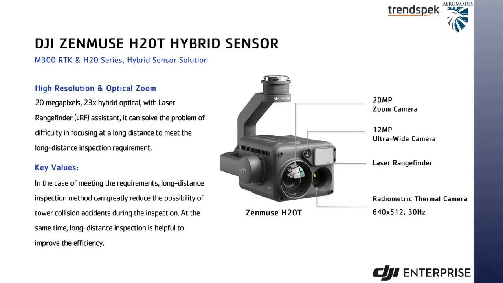The hybrid sensor is basically a quad sensor. It has a 20 megapixel zoom camera, a 12 megapixel ultra wide, and a laser rangefinder for measuring objects from a far distance, up to 1.2 kilometers. It's also equipped with a radiometric thermal camera. In terms of radiometric, the camera captures thermal data, so the images have the thermal data embedded in them. The key value is that these sensors help long distance inspection without having any accidents during the inspection.